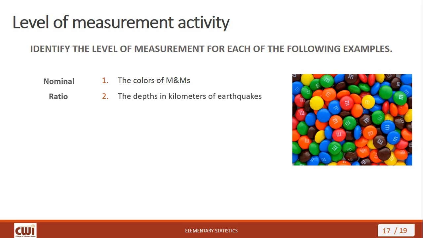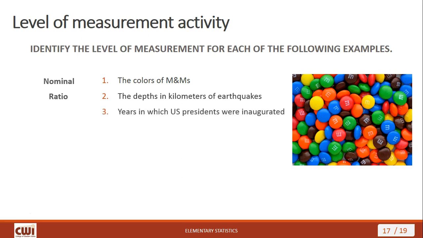That's quantitative. And in the quantitative data, there is a natural zero point. So zero depth would mean there's no depth. None of the quantity that you're measuring is present in a measurement of zero. So it's not interval, that's ratio.